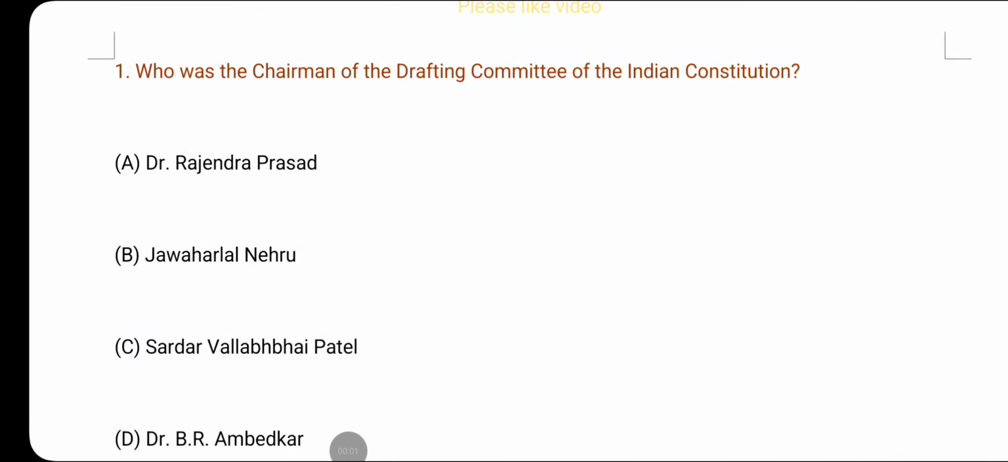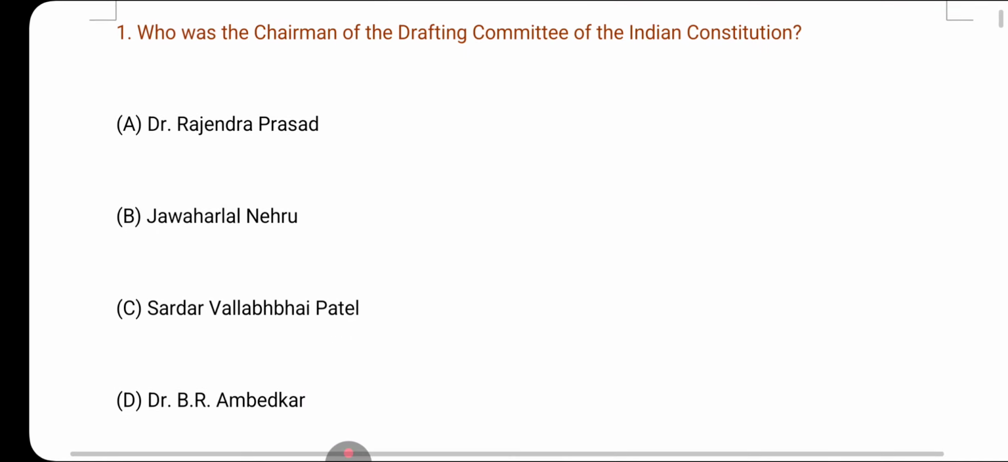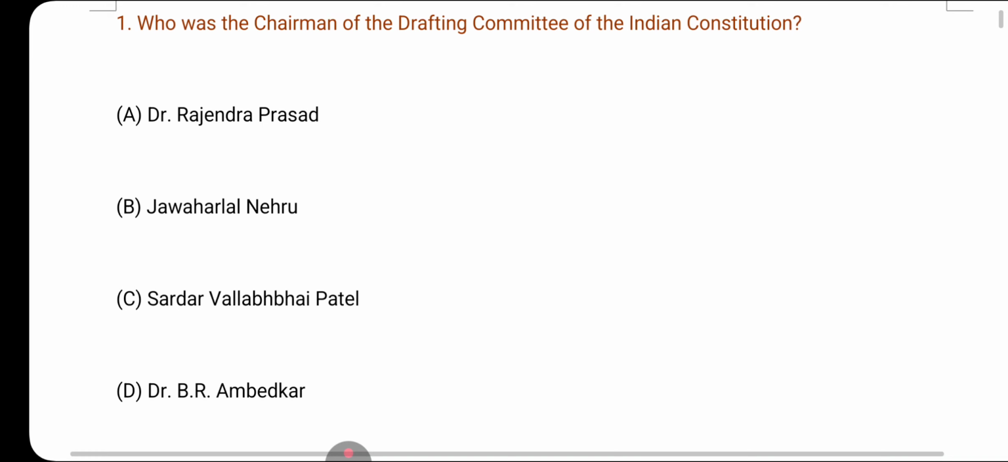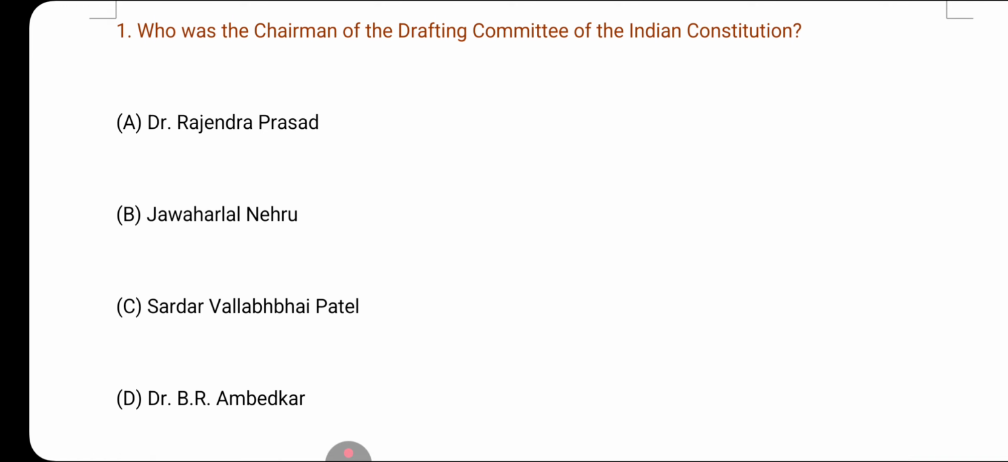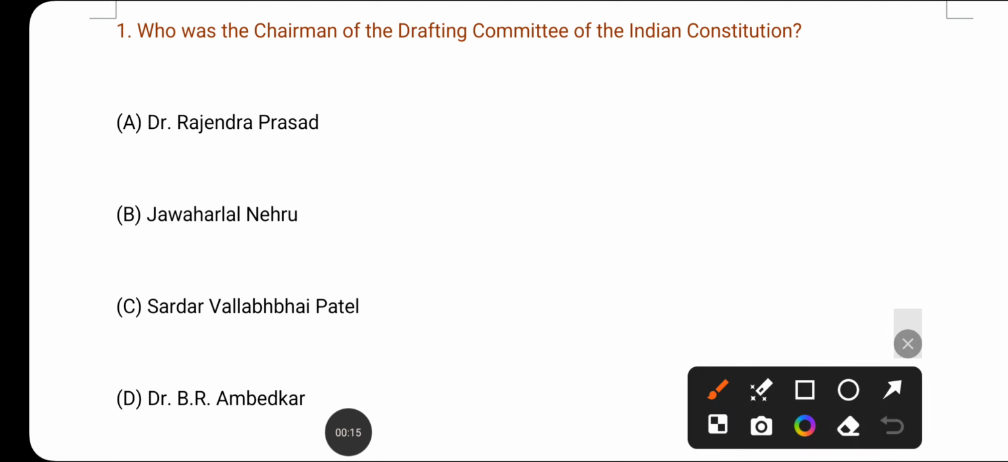So the first question is, who was the chairman of the drafting committee of the Indian Constitution? Option A Dr. Rajendra Prasad, option B Jawaharlal Nehru, option C Sardar Vallabhbhai Patel, option D Dr. Ambedkar. So the correct answer is option D. Dr. Bhim Rao Ambedkar was the chairman of the drafting committee.